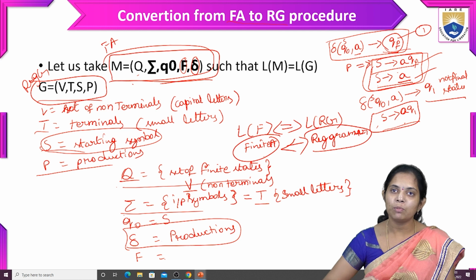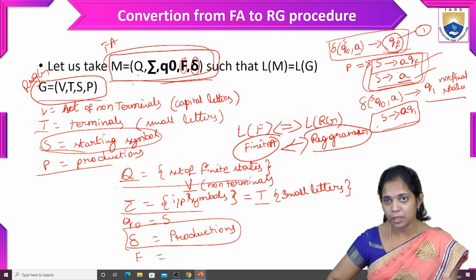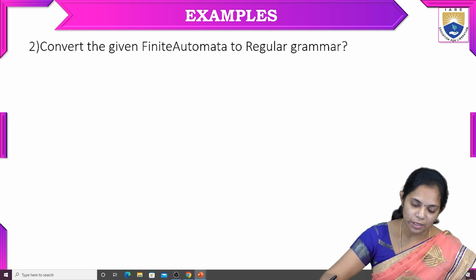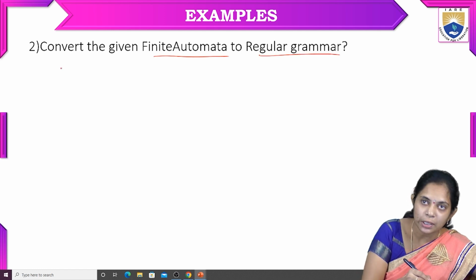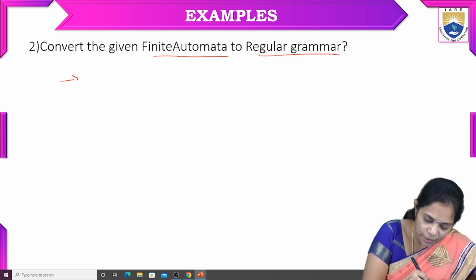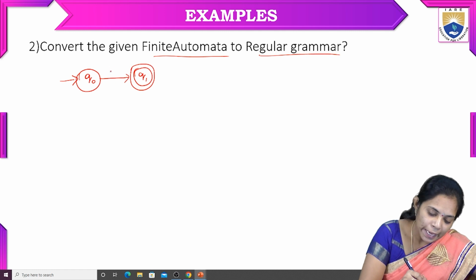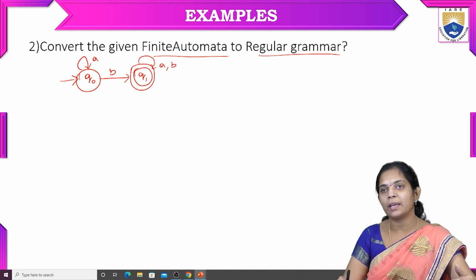So let us explain in more detail with an example, how to convert a finite automata into a regular grammar. Let us take one finite automata, and we have to convert that finite automata to a regular grammar. So here we are taking the DFA transition diagram. It has two states with the input symbols A, B.